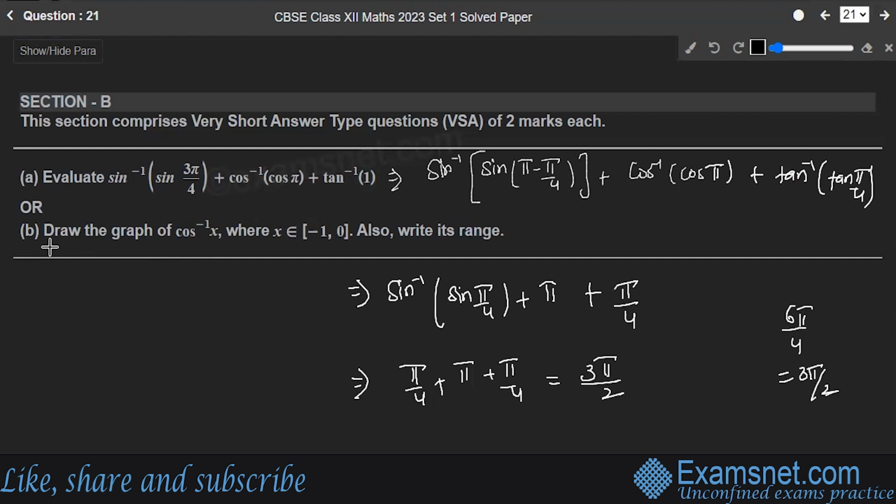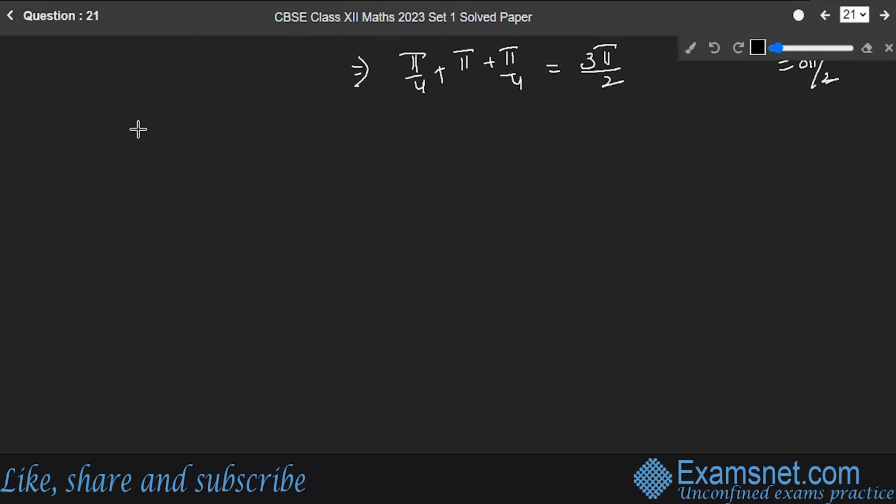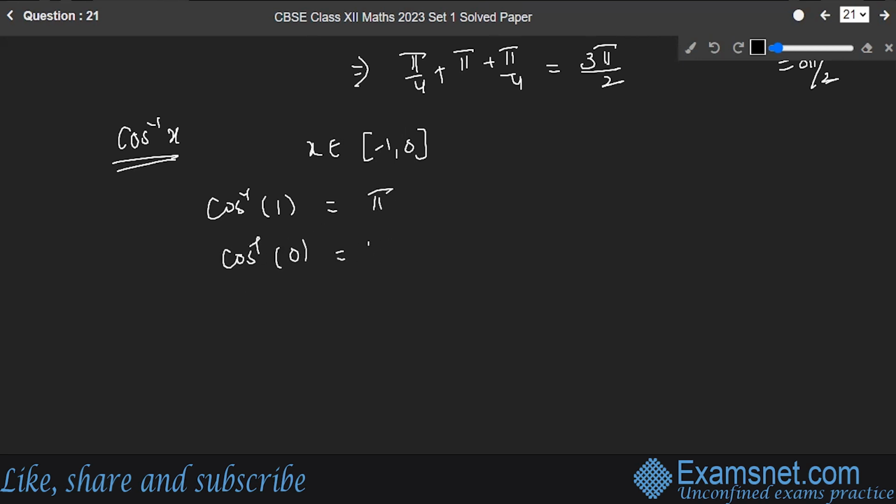Right. Now, B option: draw the graph for cos inverse x, where x belongs to -1, 0. You also have to write its range. See, cos inverse of -1 is equal to pi, and cos inverse of 0 is equal to pi by 2.